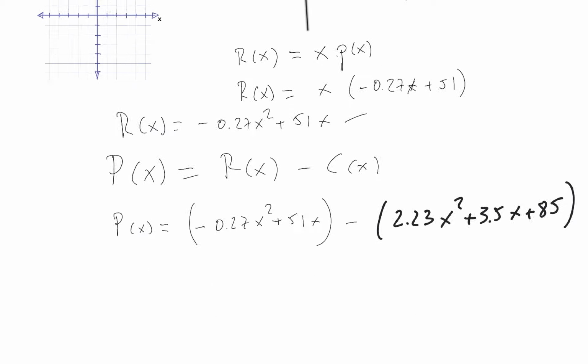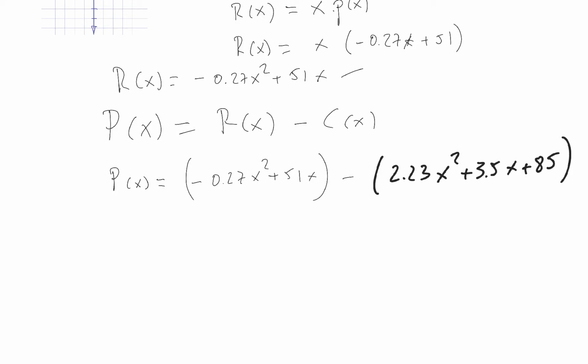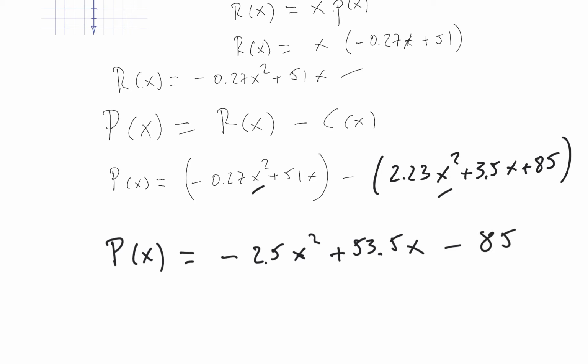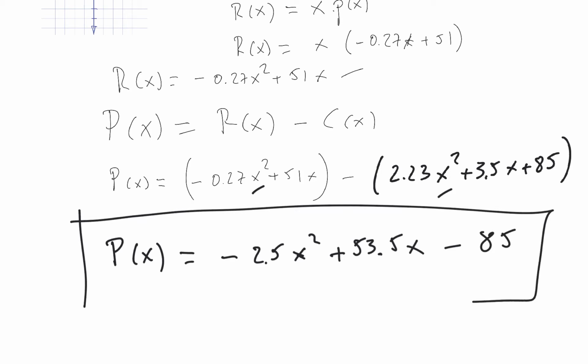So now you know how to sum. So the function P of X is, I sum the x squared with the x squared, minus 2.23 plus 0.27, which is 2.50, I think, 2.5x squared, plus 51x minus 3.5, which is 53.5x, minus 85. So this is the profit, P of X.